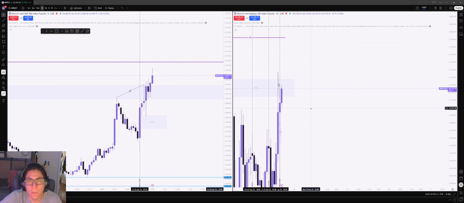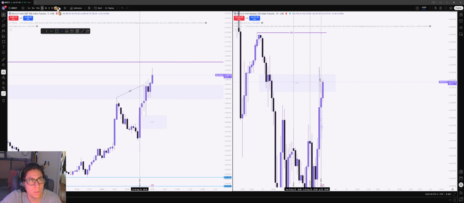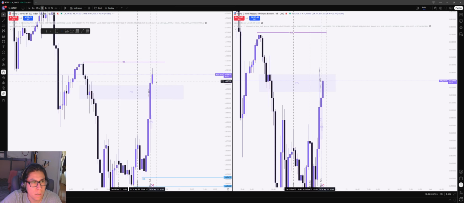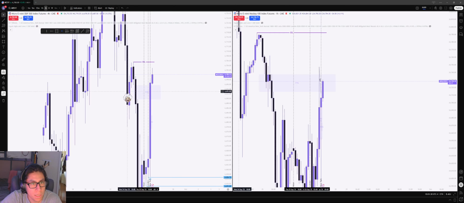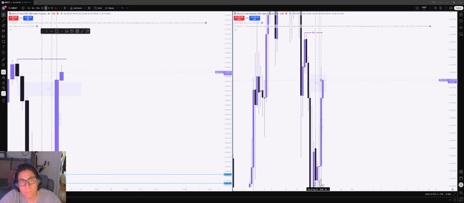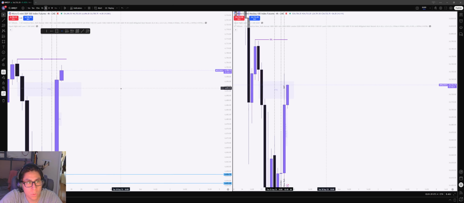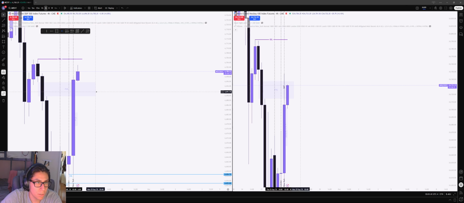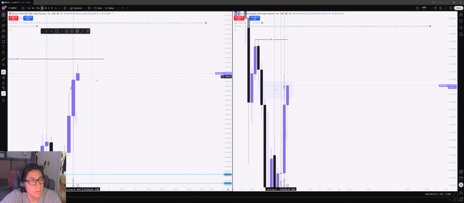So 10 a.m. candle open. We seem to be pushing. We still seem to be pushing higher. In this case, this 4 hour got disrespected. Well, this 4 hour is still holding. In this case, this 4 hour is no longer respected.